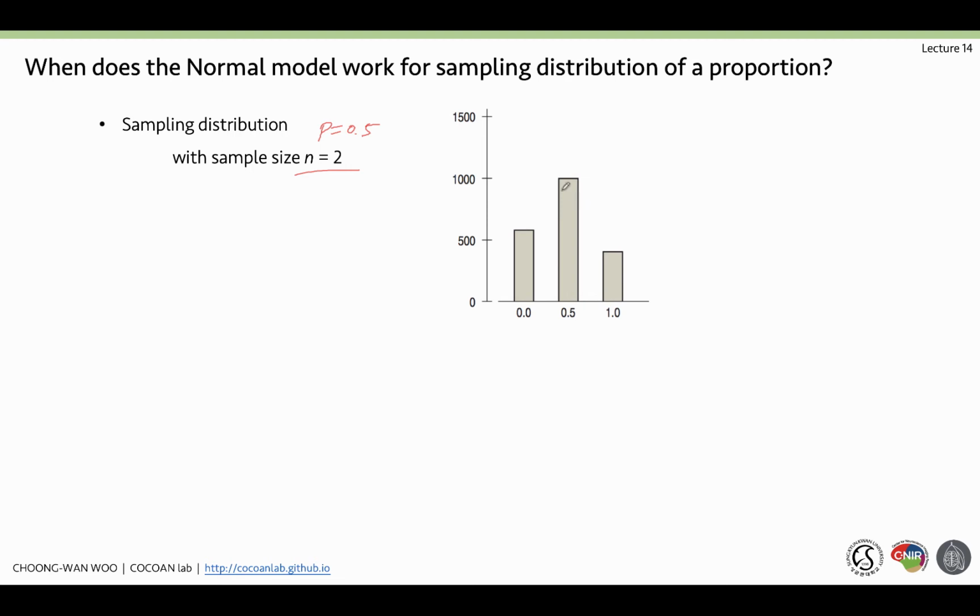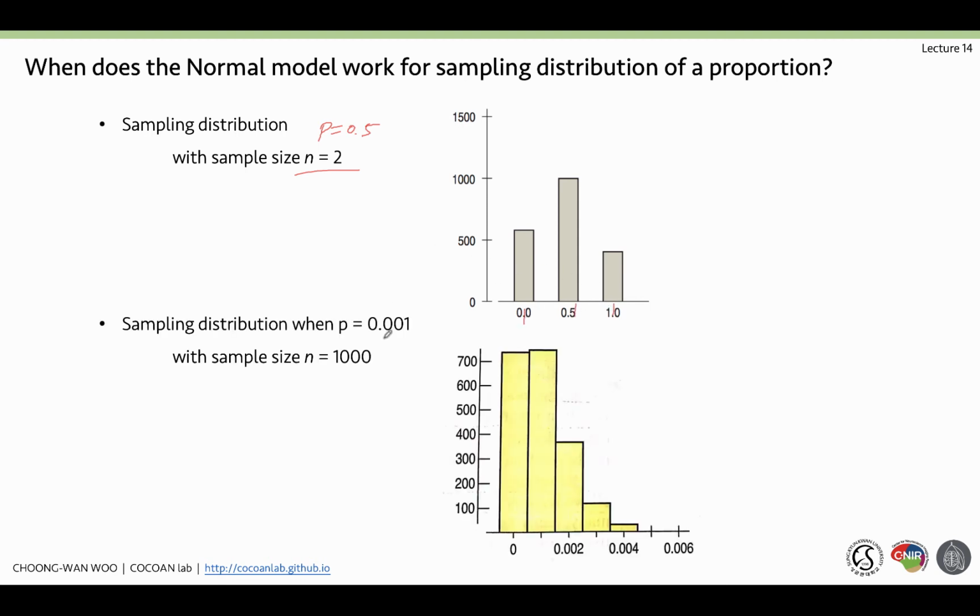It's similar to the normal model, but not quite, right? It's a discrete number. And in this case, p is very low, 0.001, and n is large. In this case, it's still not a normal model, right? It's not a normal distribution. It's a really skewed distribution.